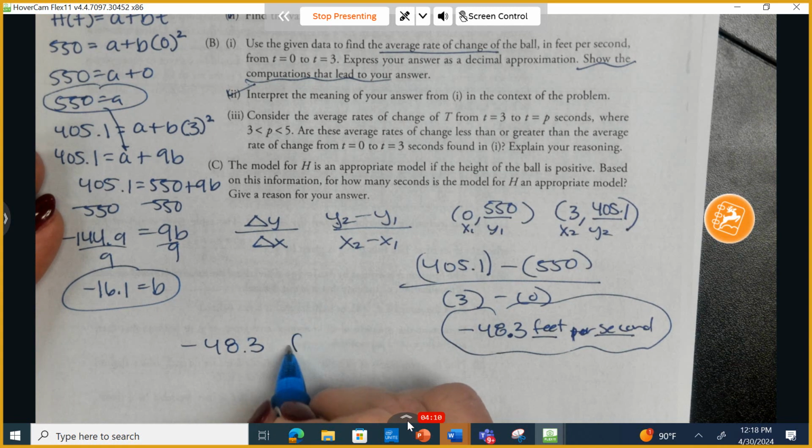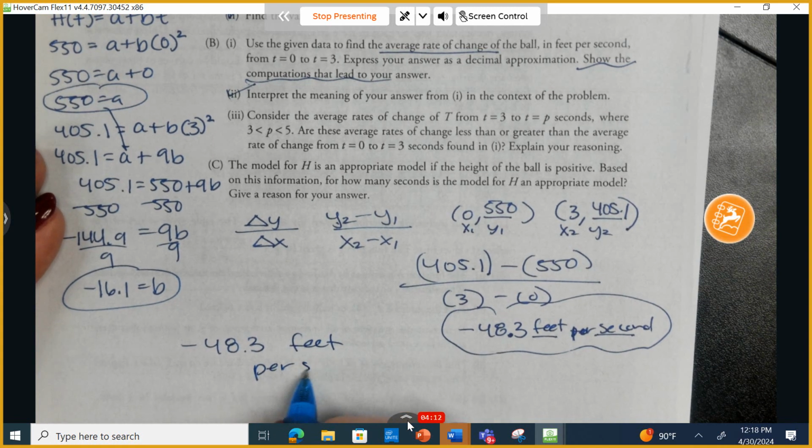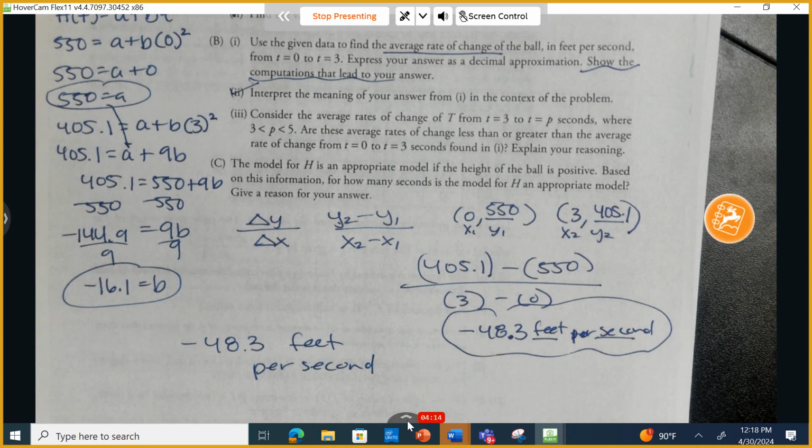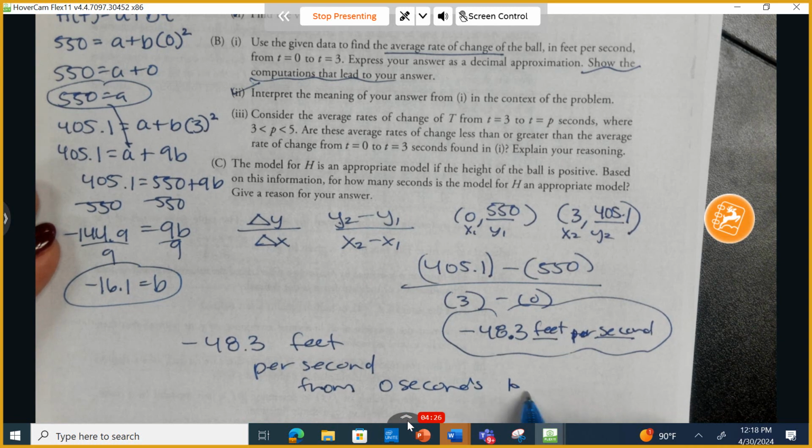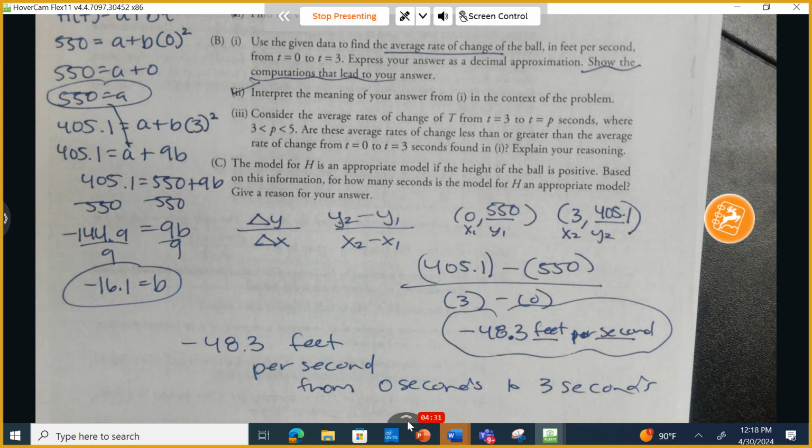Okay, part B, again, a lot of students put this down, and then even some students who probably have had physics put down feet per second. But where is this being calculated? It's not just like any random area. Underneath what parameters? It tells us at the very beginning of that problem. From what to what? From 0 seconds to 3 seconds. And that would be our part 2 of B.